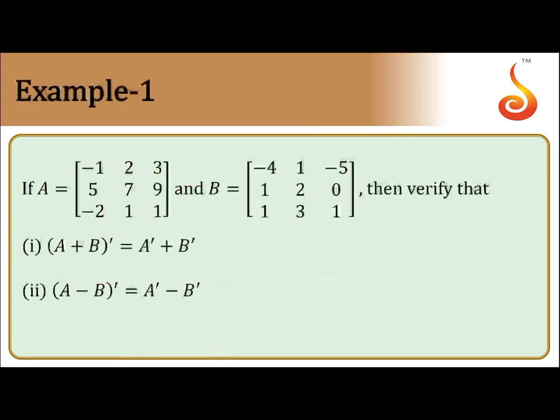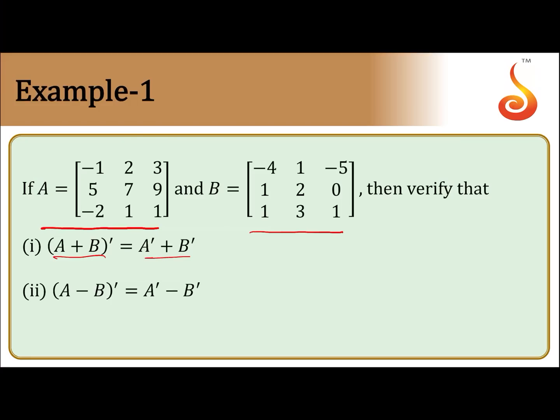As an example on the transpose and symmetric matrices: a matrix A and a matrix B are given to you, then verify that A plus B whole transpose is A transpose plus B transpose, and A minus B whole transpose is A transpose minus B transpose. Let's see that. I think it is very simple. First showing that LHS is equal to RHS. Let me calculate A plus B. So what is A plus B?